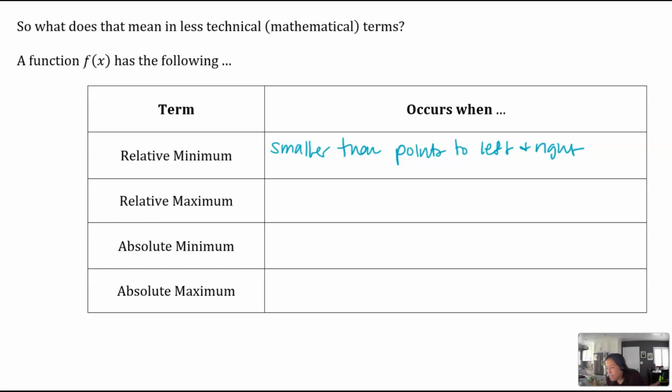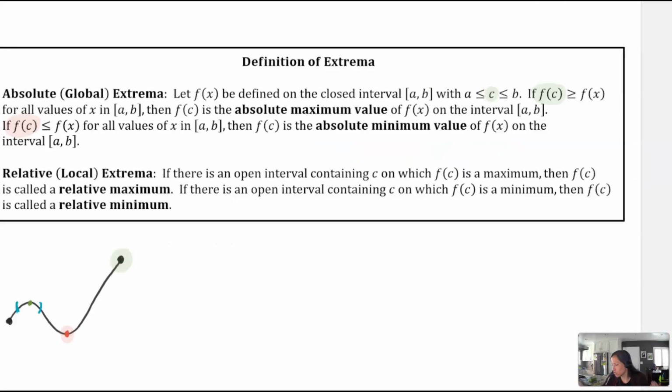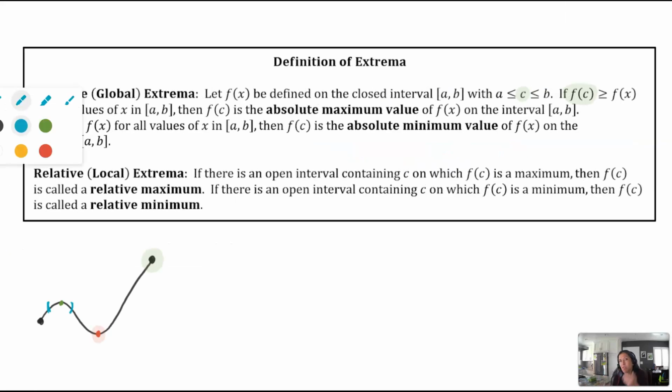I mean, honestly, that's how I would define it. It's smaller than stuff to the left and right, and we need the left and the right. That's the open interval. Now, if you want to think about when that happens based on a drawing, you might start thinking about what we're going to call the first derivative test, right?